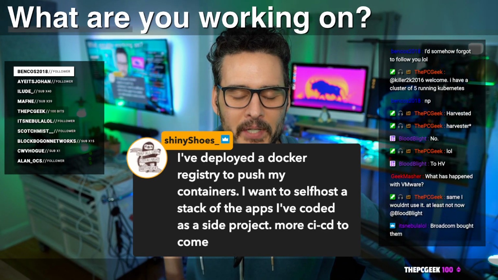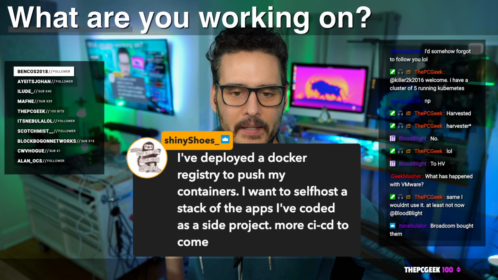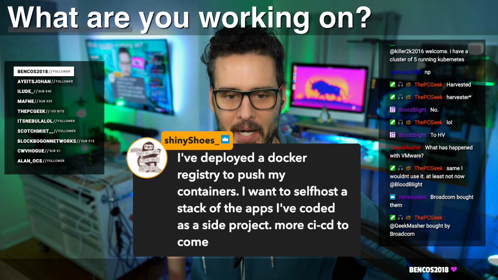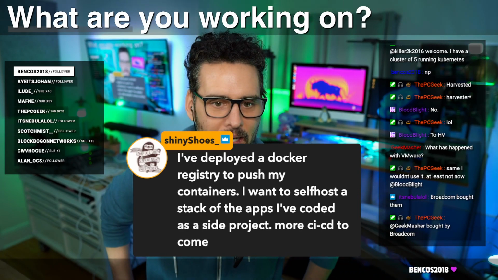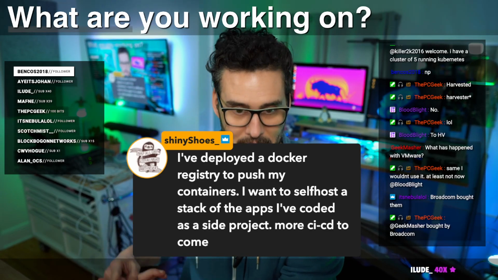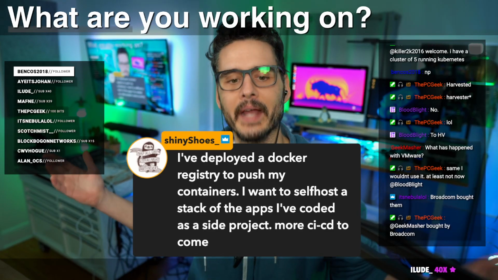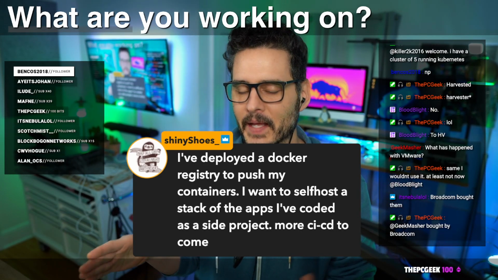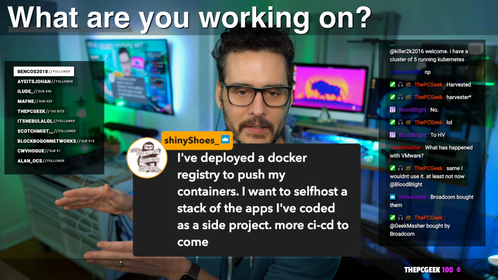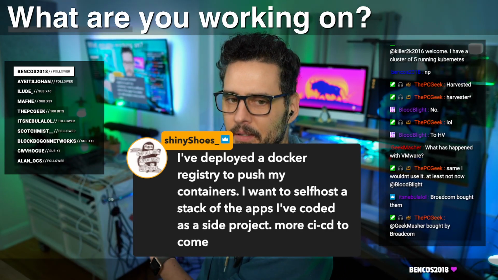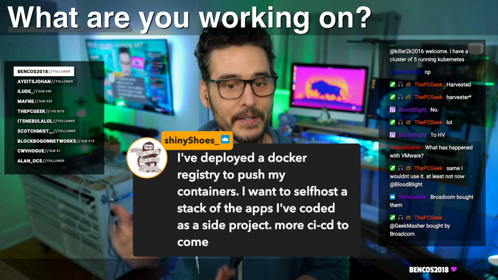Shiny Shoes: I've deployed Docker Registry to push my containers. I want to self-host a stack of apps I coded for a side project. More CI/CD to come. Awesome. So you deployed a Docker Registry to push your containers, and you want a self-hosted stack of apps. I know exactly what you're doing. I kind of do the same thing. I don't do the self-hosted registry piece, but I do everything up to there. I do self-hosted runners, but they're a different code base. But yeah, I know exactly what you mean.